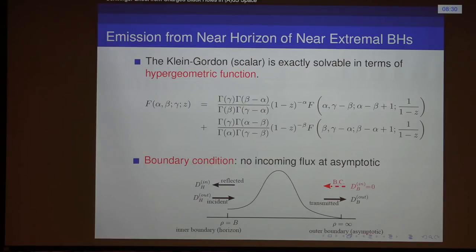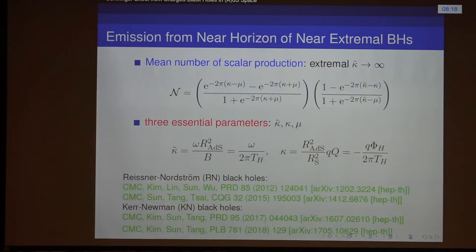Okay, this is important. The pair production result, in principle, comes from the gamma functions in this kind of transformation. Okay, and skipping the technical details, we can write down the mean number of pair production, the production rate. So in the solution, there are three parameters. Okay, one is the mu.